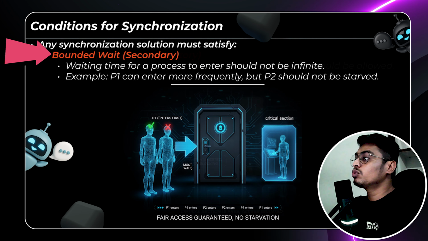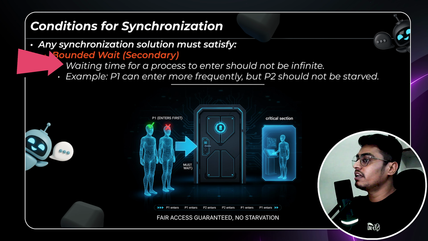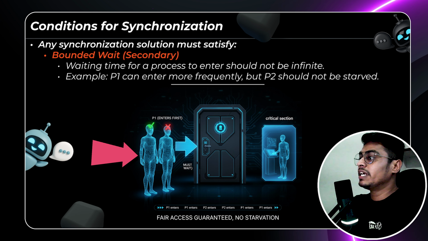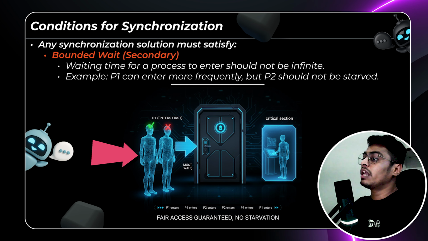Now moving forward to the third condition. The third condition is secondary. We cannot say this is optional, but it is secondary. Bounded wait. A process waiting to enter the critical section should not wait an infinite time. While one process might use the critical section more frequently than another, no process should be completely starved. For example, if P1 enters 10 times and P2 enters once, that's acceptable, but P1 shouldn't enter infinitely while P2 never gets a chance. This is the condition of bounded wait.